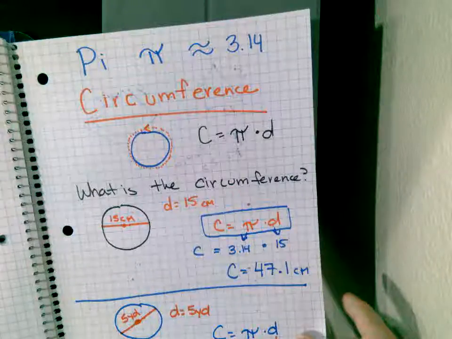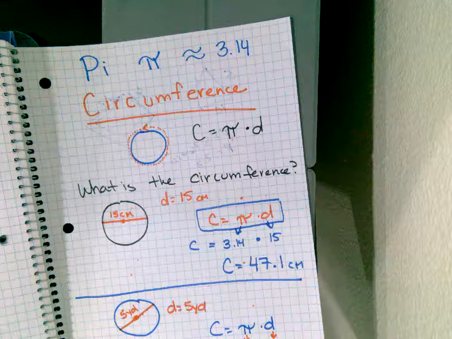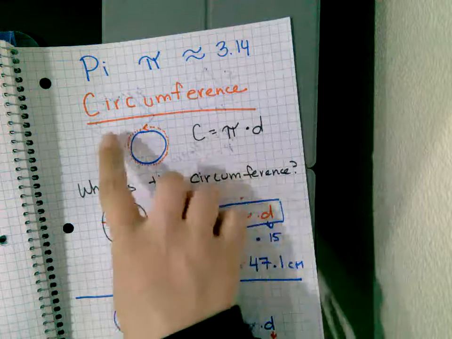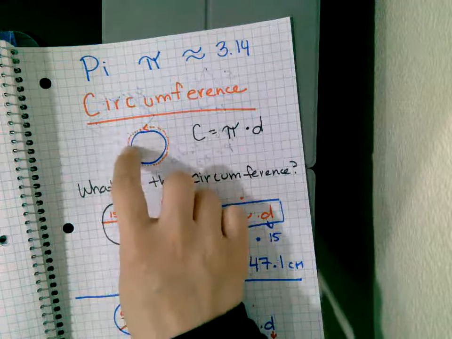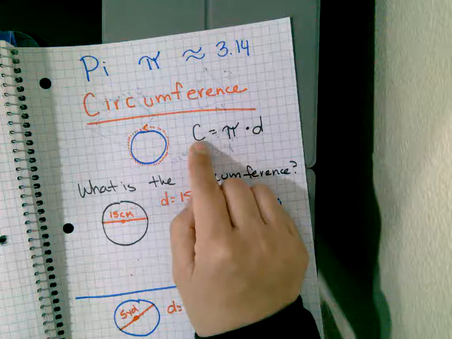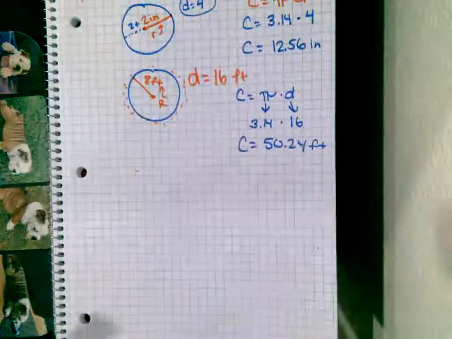Then we learned what pi is. Pi is always 3.14. We're going to use pi a lot today. Monday, we learned about circumference, and circumference is going around a circle, the distance around the circle, and we learned that the circumference formula is pi times d, okay? Today, I'm going to teach you how to do the area, all right?